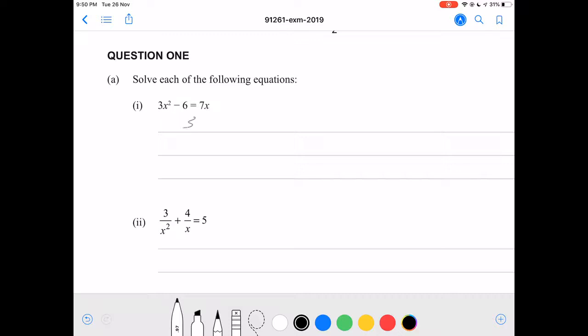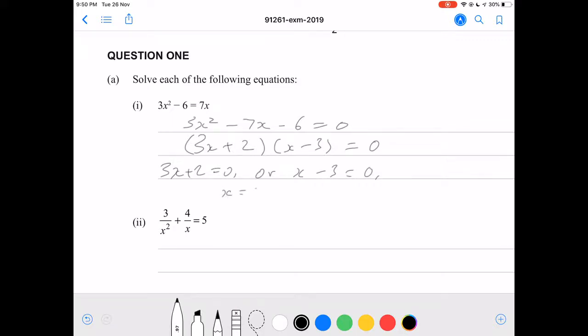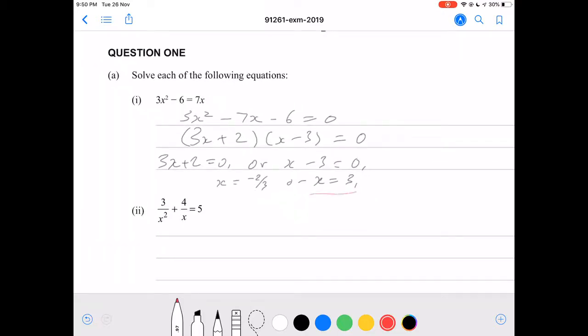So if we move the 7x to the other side, we should get 3x squared minus 7x minus 6 equals 0. And if we factorize this equation, we should get (3x plus 2)(x minus 3) equals 0. So we have 3x plus 2 equals 0, or x minus 3 equals 0. So you should get x equals negative 2 over 3, or x equals 3. And that should be your final answer for this question, and this is just an achieved mark here for both of these solutions found.